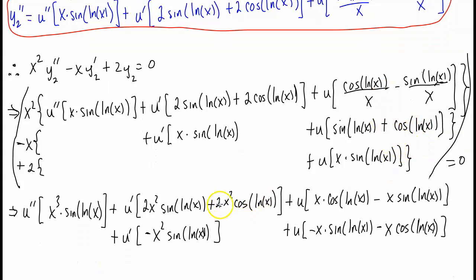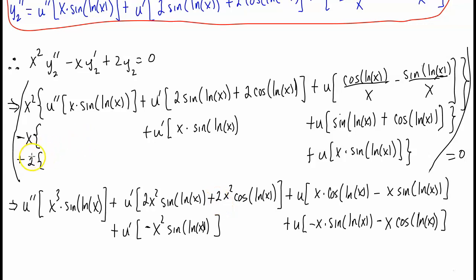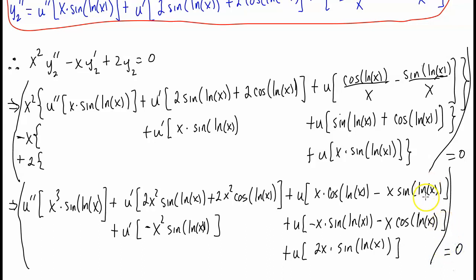And then lastly, we'll have this 2 being multiplied by what we see here. So this will be plus u, and this will be 2x times sine of natural log of x here. Okay. Close that out. And again, all this business here ends up equaling 0.